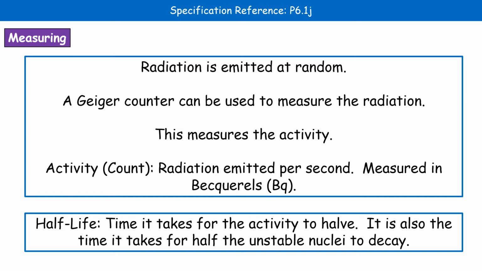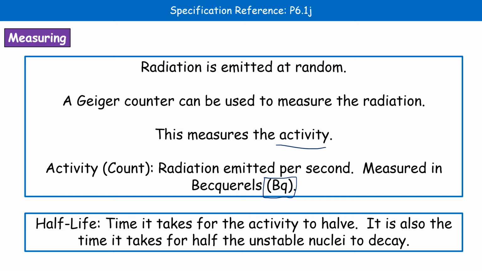Unit 6 in physics is all about radiation. When we're considering radiation, first of all, this is something that is emitted at random, and if we want to measure the amount of radiation present, we use a device called a Geiger counter. A Geiger counter actually measures what we refer to as the activity. The activity, quite simply, is the radiation that's emitted per second, and it's measured in units called becquerels, which have the unit of Bq.